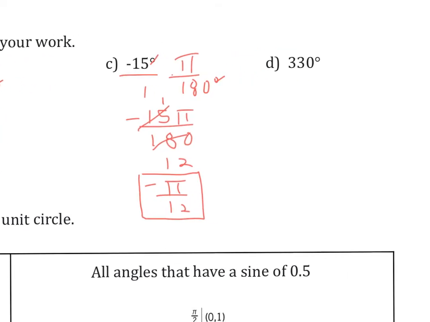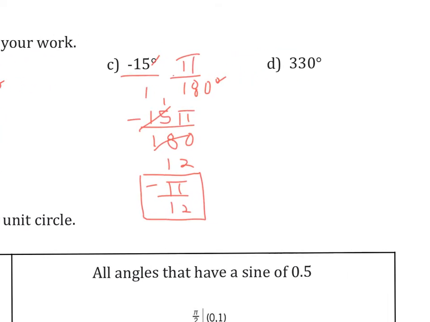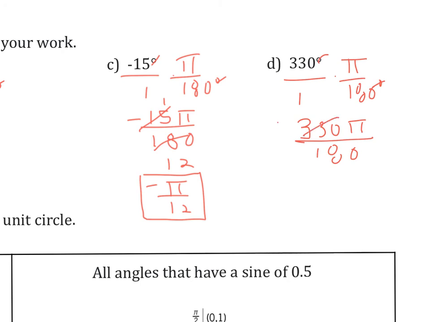And then the last one, same thing. We're going to multiply by pi over 180 degrees, because those two things are equal. The degrees will cancel. We end up with 330 pi over 180 degrees. And if we end up taking 30 out of the top and 30 out of the bottom, we end up with 11 and 6. So we end up with 11 pi over 6.